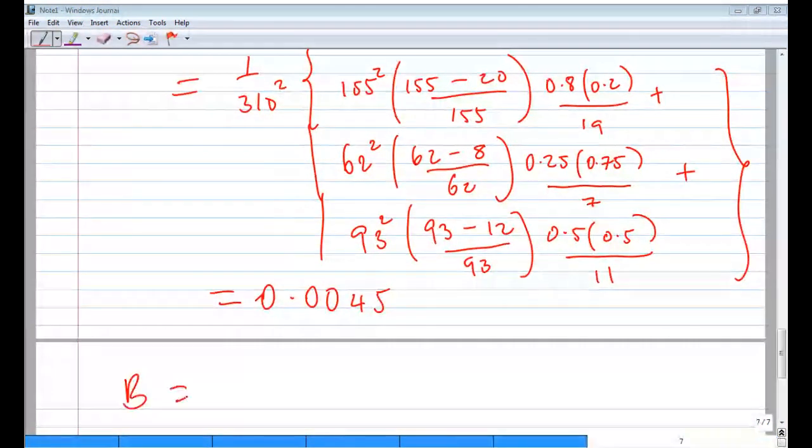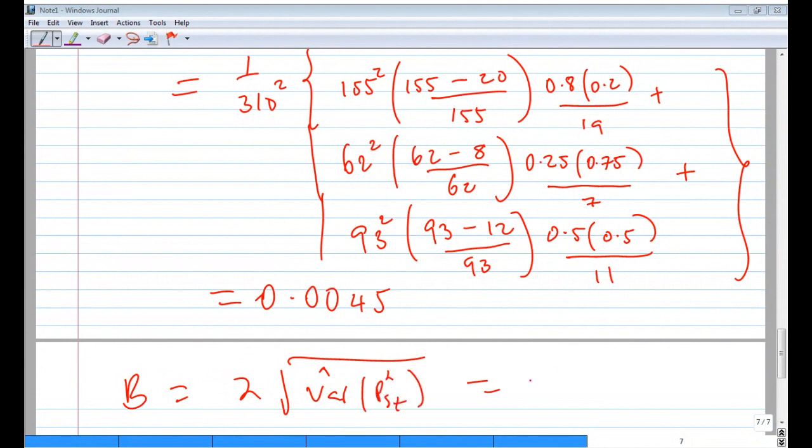So your B is equal to what? 2 times the square root of the estimated variance of the PST estimate, which is equal to 2 times the square root of 0.0045. So what did you get? 0.135. Yes, that's true. So that's the bound that we're talking about.